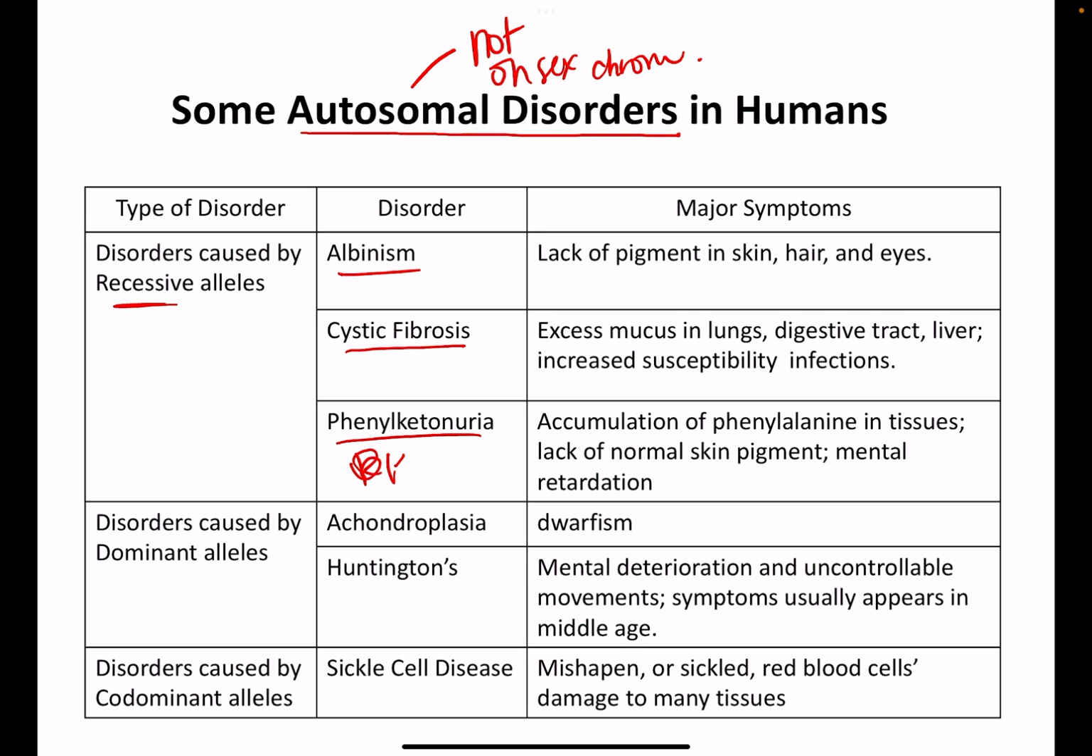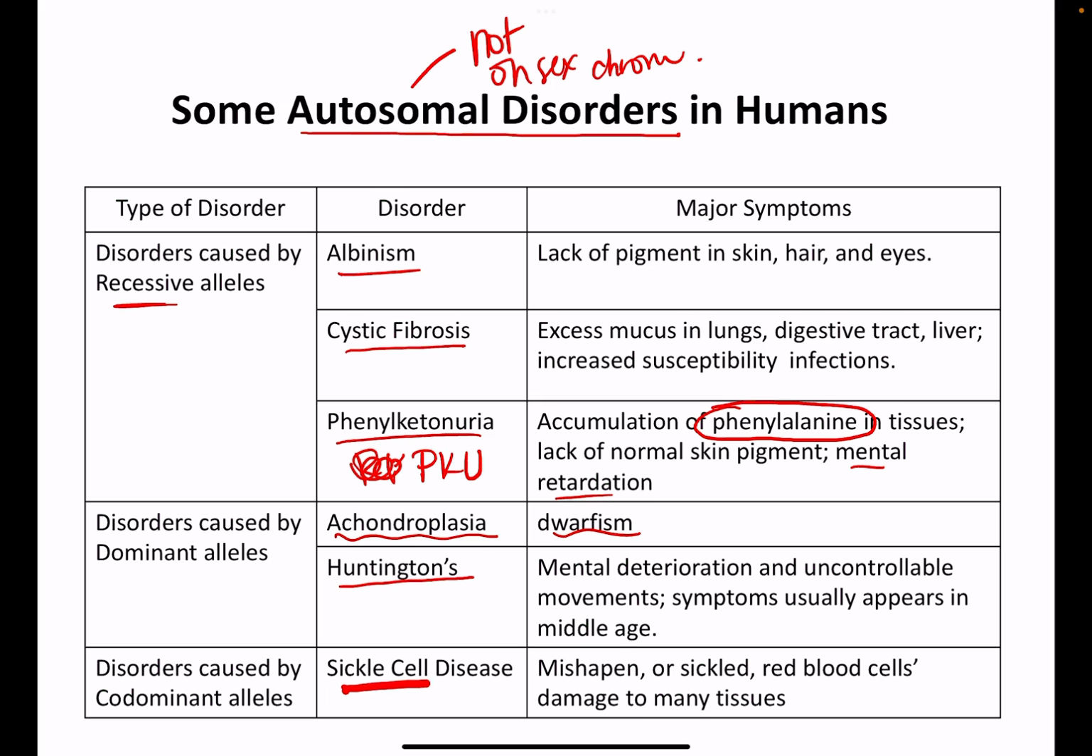Phenylketonuria, abbreviated PKU. They cannot break down the amino acid phenylalanine, which is an amino acid that makes up proteins. That causes mental retardation. If they consume too much phenylalanine, it'll be toxic to their tissues. Achondroplasia is dwarfism. Huntington's is another one. They usually don't develop symptoms until they're in their 40s or so, and their mind just starts to deteriorate.